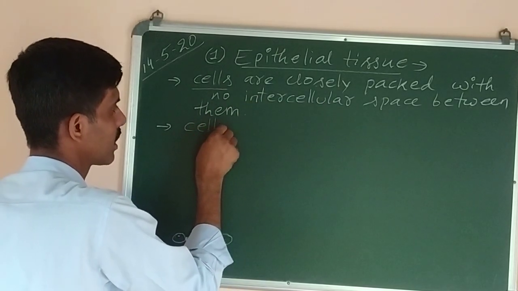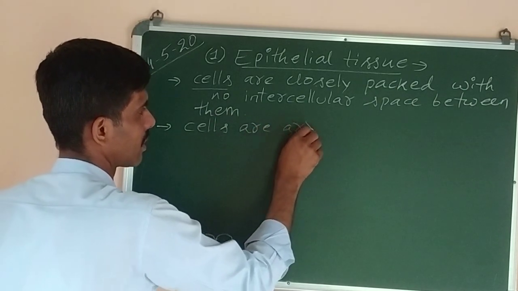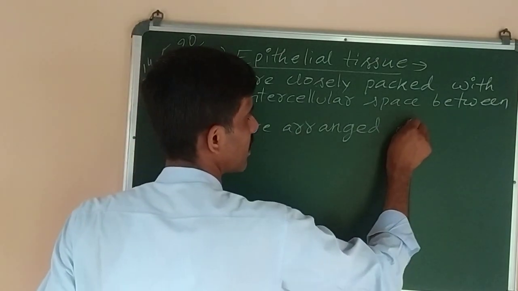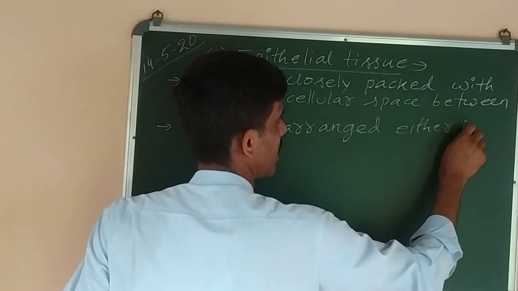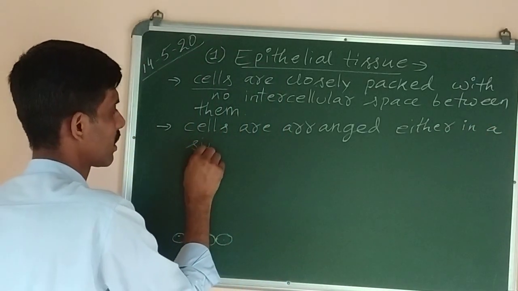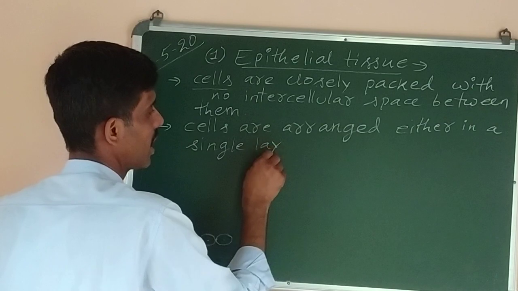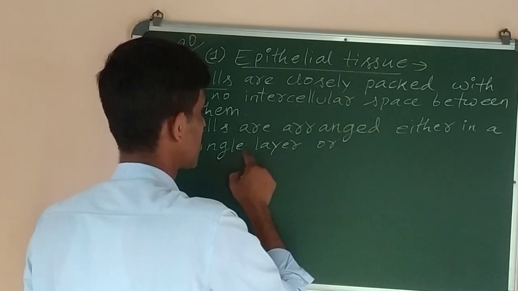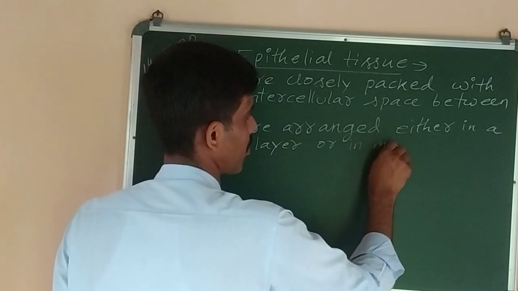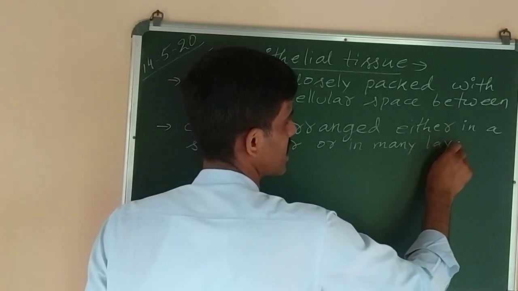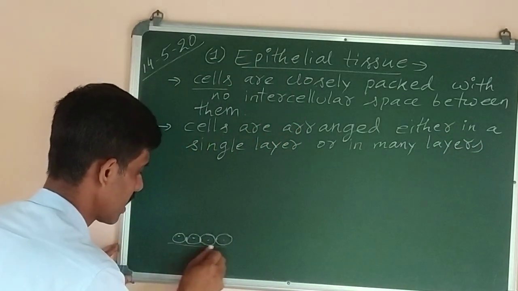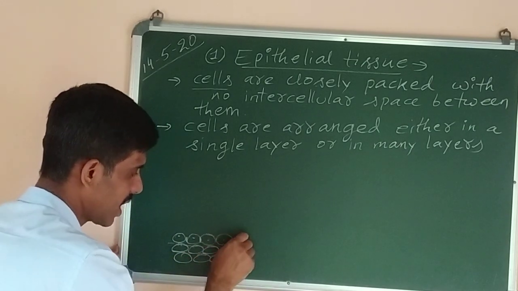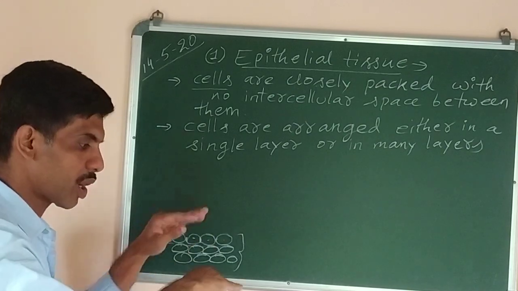Cells are arranged. How are the cells kept? Either in a single layer, means one layer of cells, or many layers of cells. Cells are arranged either in a single layer or in many layers. Many layers means multi-layer. Like this is one layer of cells, another layer I will draw, then the next layer I will draw. This one is multi-layered, means many layers are there, one on top of the other.